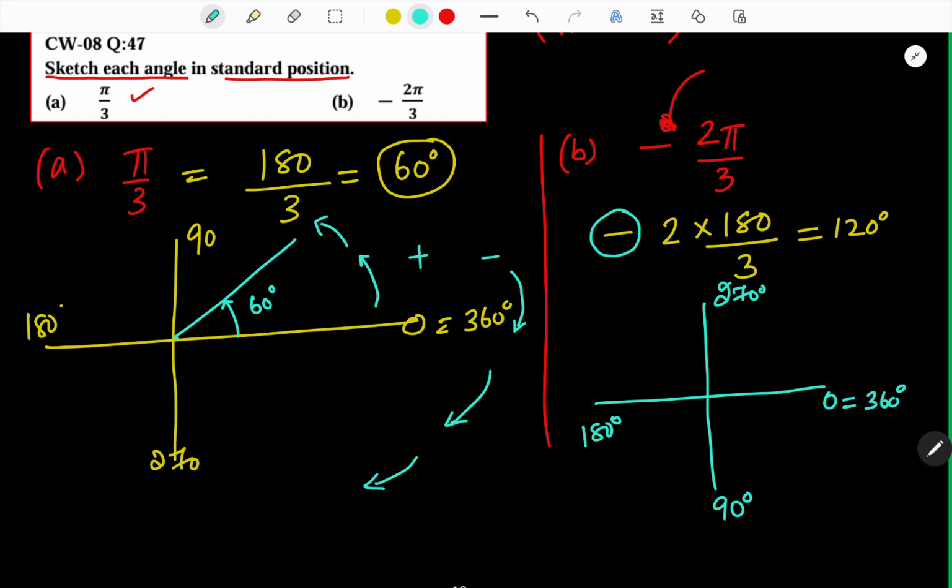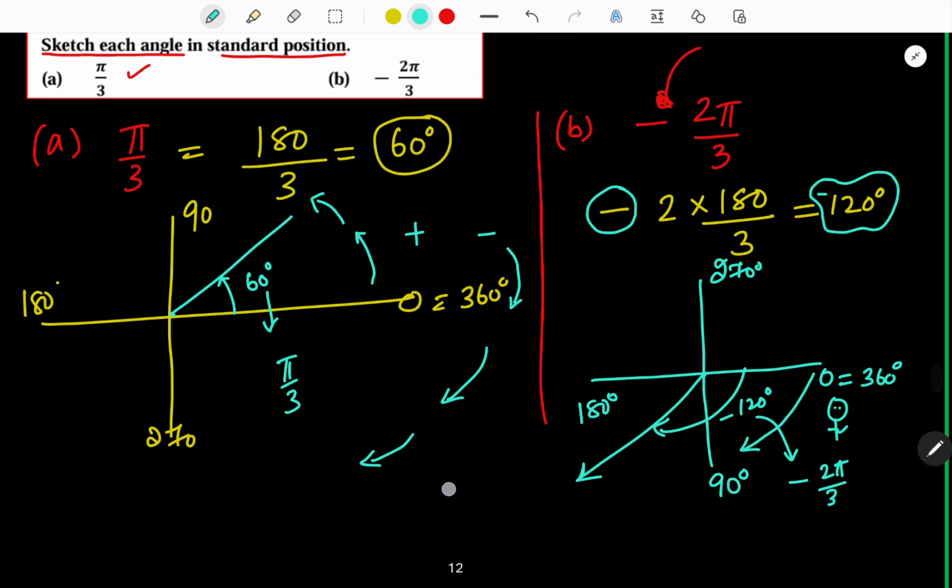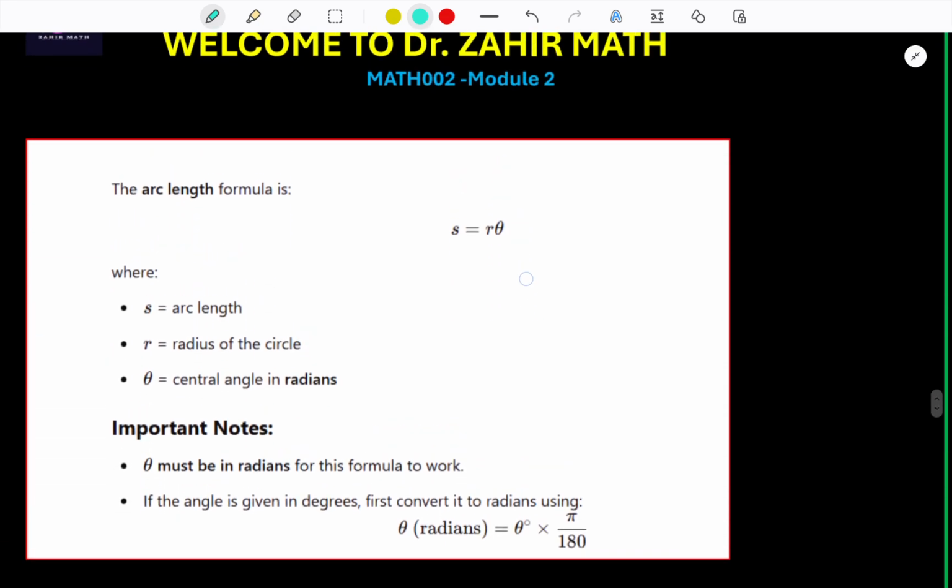So let's start with 120. We go from 0 to 90 here, and 180 is this one, so automatically you're going to be in this place. This is your negative position, which is minus 120 degrees. So 60 is equal to pi over 3 and this negative 120 is equal to negative 2 pi over 3. So this is your question: sketch each angle in the standard position.